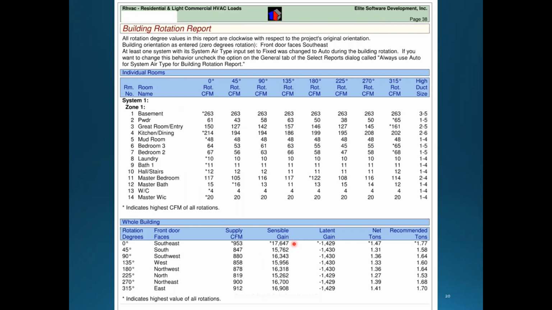Same thing. So you're just looking to see, this one's at 17,640. Looks like here's right, 15,262. So again, not even 2,000, maybe a little over. Not worth it. So no matter which way this bad boy is facing, it's going to be the same air conditioner, the same size. So we don't have to worry about it.